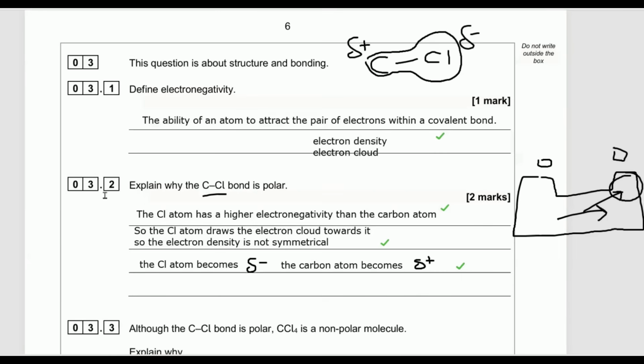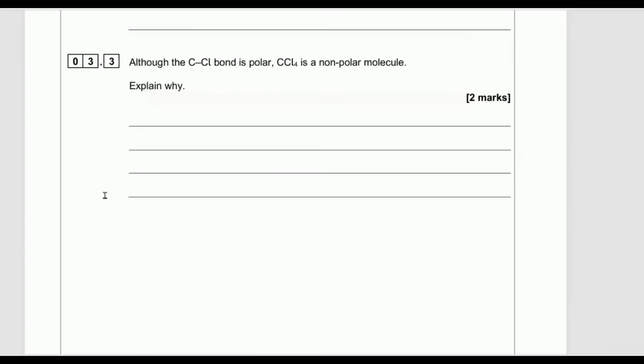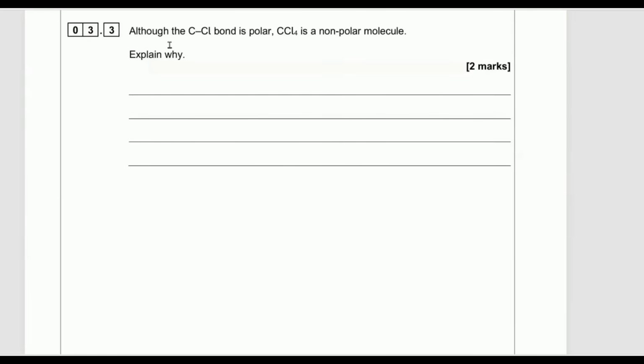Let's move on. 3.3. Although the C-Cl bond is polar, CCl4 is a non-polar molecule. Explain why. So think about the bonding in CCl4. You're going to have a tetrahedral shape. The bond angles are all going to be the same.